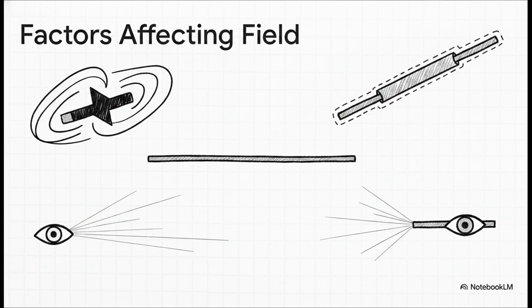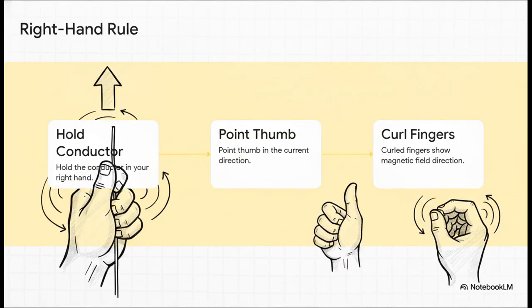But pay close attention to distance. As you move further away from the conductor, that magnetic field drops off rapidly. And finally, there's the viewing angle. The field is actually at its absolute strongest when you're observing it directly perpendicular to the current. So now we know the strength, but what about the direction?